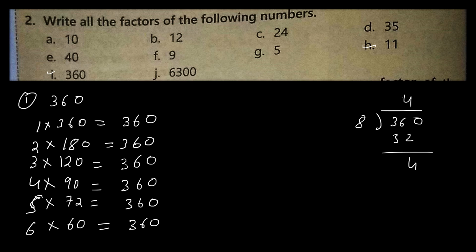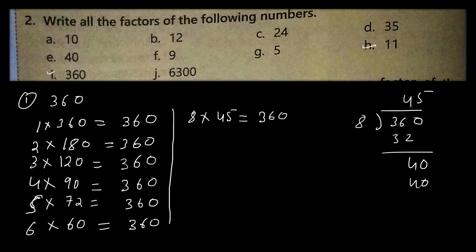32. So 4 will come down. 8 5s are 40. Yes, it is divisible by 8. So 8 multiplied by 45 is equal to 360.